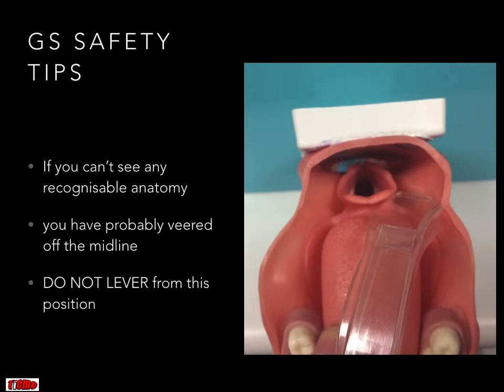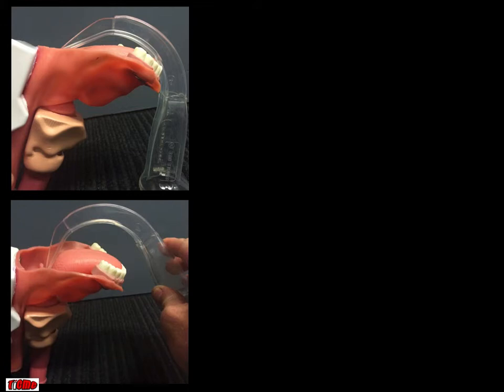Firstly, if you can't see any recognizable anatomy with the Glidescope, you have probably veered off the midline. If you see in this picture I've taken here on a model, you could be looking at the lateral pharyngeal structures. Do not lever from this position, because with the Glidescope and its hyperangulated blade, if you lever too hard and you're in the wrong spot, you're putting all of that force through a very small and often sharp surface area. So it's possible, with a great deal of force all applied to the tip, you could cause damage to the pharynx.